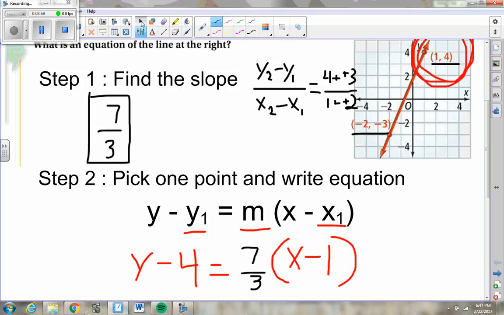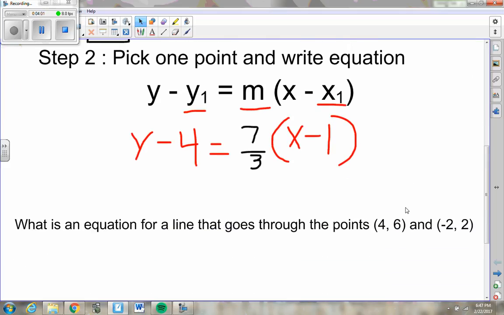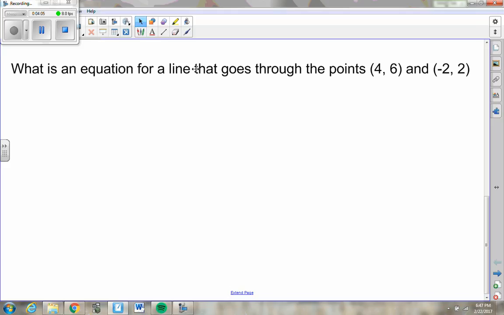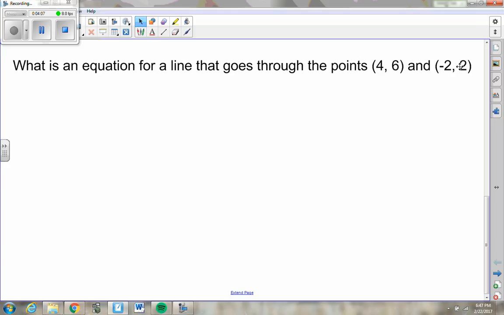I'd like you to try one now without a graph. I'd like you to try to write for me, please, the equation for the line that goes through these 2 points, 4, 6 and -2, 2. Your first job, again, will be to find the slope. Then you can pick either one of these 2 points and write your equation from one of the points once you find the slope. Okay, so pause the video for a minute, at least find the slope for me between those 2 points. When you have the equation or you get stuck, come on back and I'll show you what we should have.